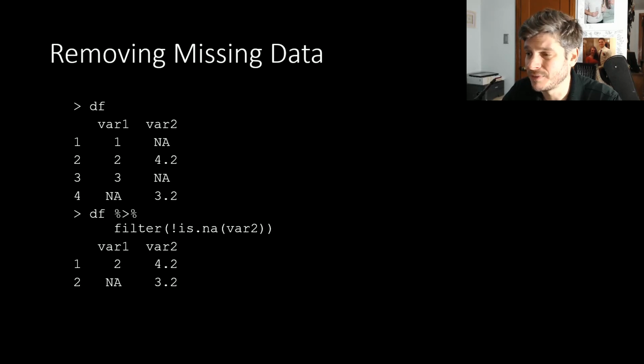And it's the same idea. Again, it goes row by row. Get rid of the first row because it's an NA in variable 2. Second row is good. Third row, variable 2 is an NA. Get rid of it. Fourth row, there's missing data somewhere, but it's not in variable 2, so we can still preserve it.